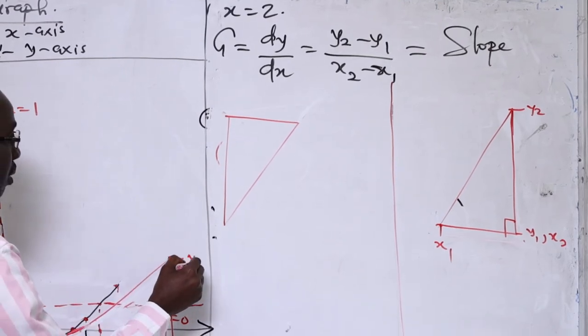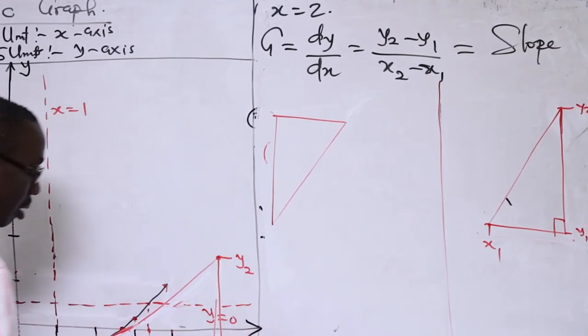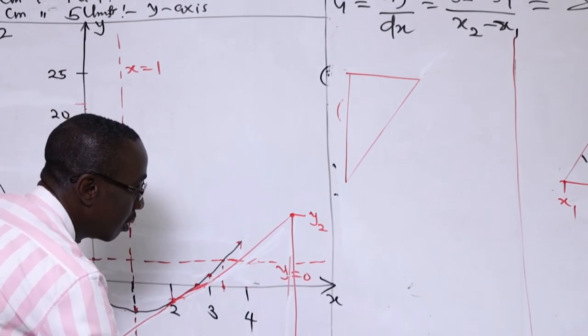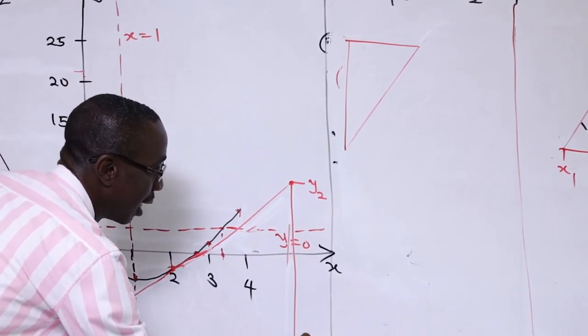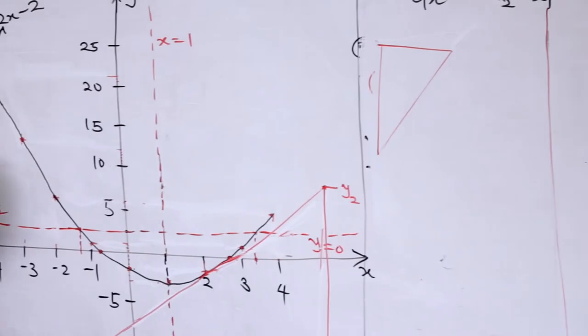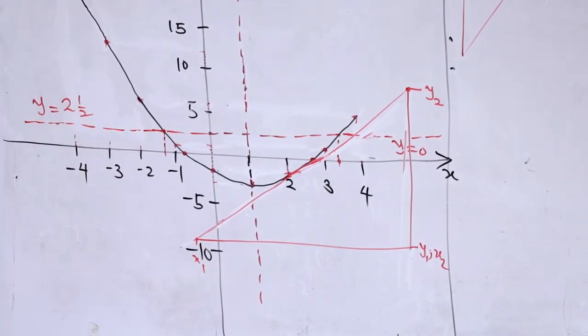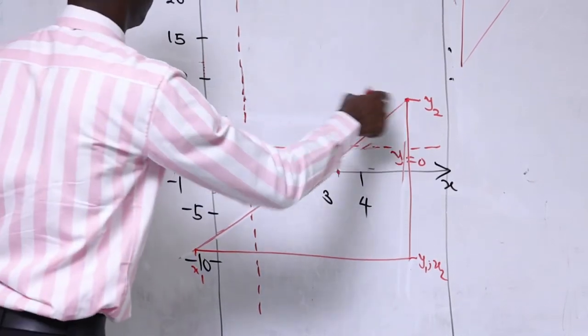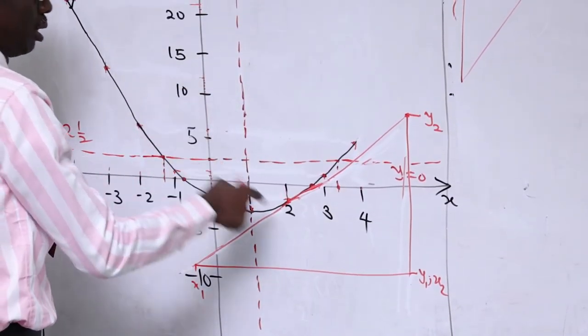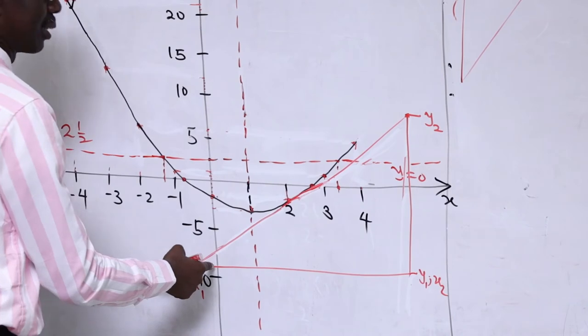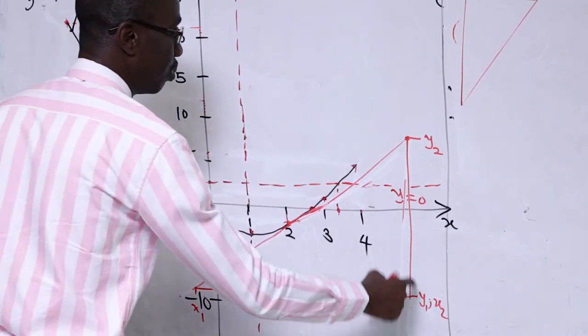This place will be y1 and x2. And this place will be x1. All right. How do we get y2? You trace this point to the Y axis. This point y1 to the Y axis. This point x2 to the X axis. This point x1 to the X axis.